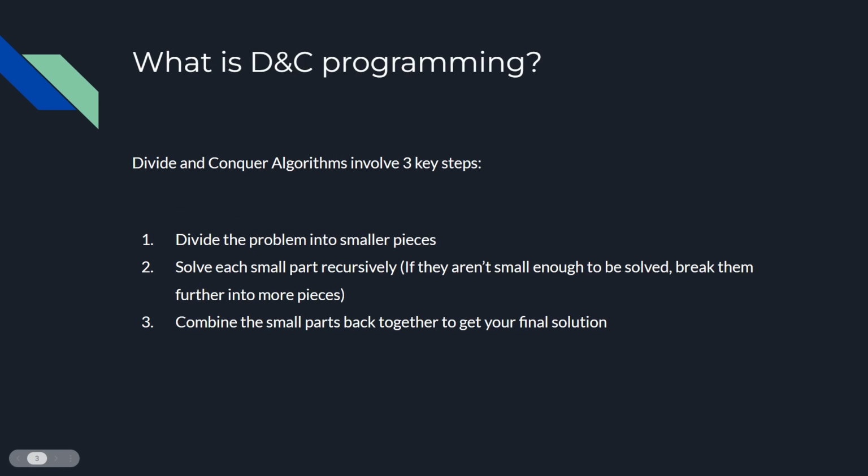So the first question is, what is divide and conquer programming? And it really boils down to three key things: first, dividing the problem into smaller pieces, and second, solving each smaller part recursively, as in, if they're not small enough to be directly solved yet, you can break them up into more pieces. At the end, you can combine the solutions back up to get your final solution. And it'll make more sense once we get into some examples.